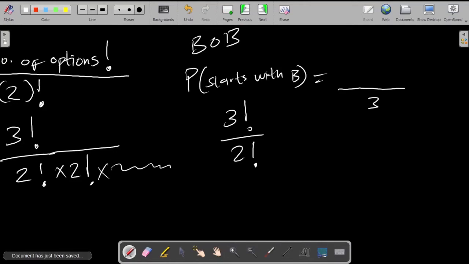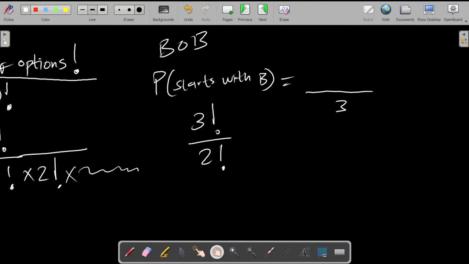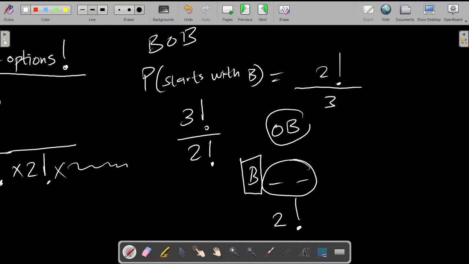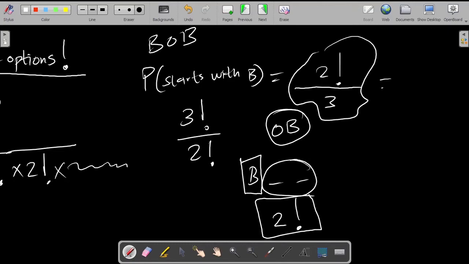And now if you start with B, you have 2 options left over there, right? Which means you're only dealing with 2 factorial when you do that computation. And that is what you have up there, because once you fix one letter, you have one less to choose from, and you have O and B, and O and B are different, so you can treat them as you did previously. And the result would be 2 divided by 3.